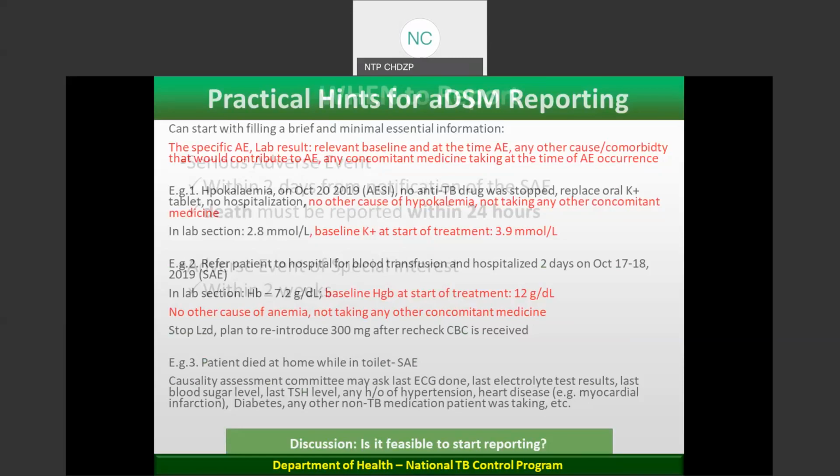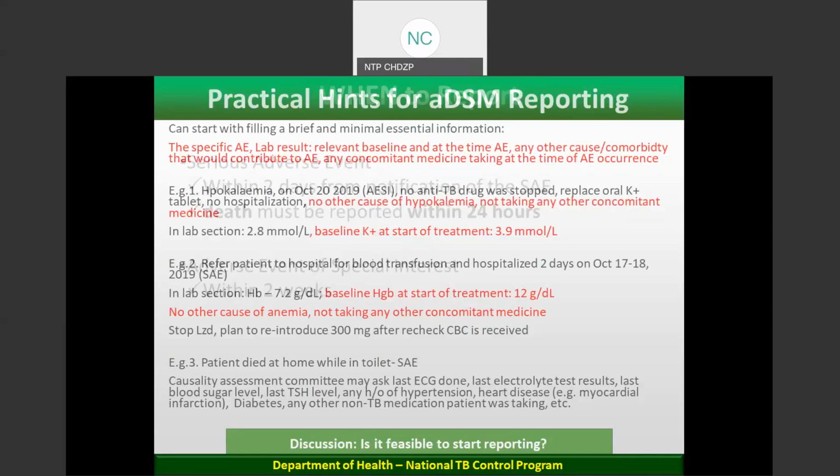And for example, hypokalemia on October 20, 2019, open close, AESI, no anti-TB drug was stopped, replaced oral A plus tablet, no hospitalization, no other cause of hypokalemia, not taking any other concomitant medication. And then in lab section, 2.5 mmol per liter, baseline potassium at the start of treatment, 3.9 mmol per liter. So that's one way of writing the report. No, and then we also have another example.